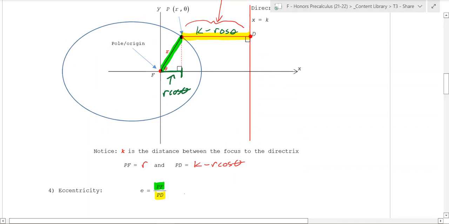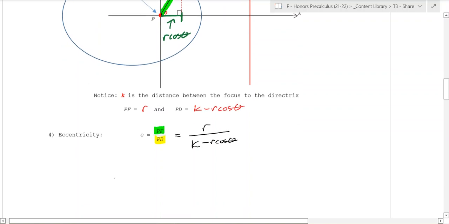What this tells us then is that the PF value is r, we're calling it r, and PD is k minus r cosine theta. So what does that tell us? It tells us that e is equal to r over k minus r cosine theta. And you might remember that polar functions are defined as r, theta, each point. So each point is the distance from the origin and then the angle from the positive x-axis.